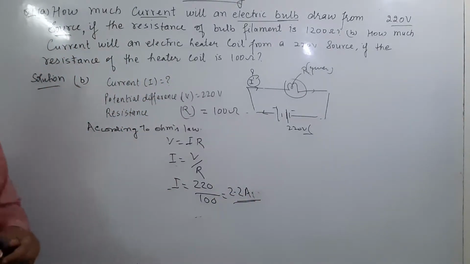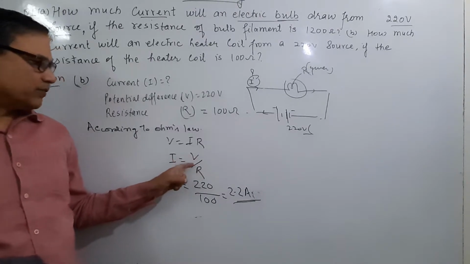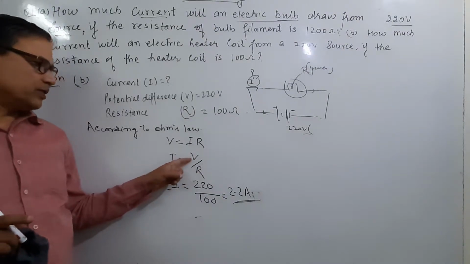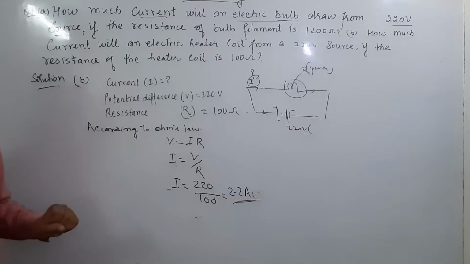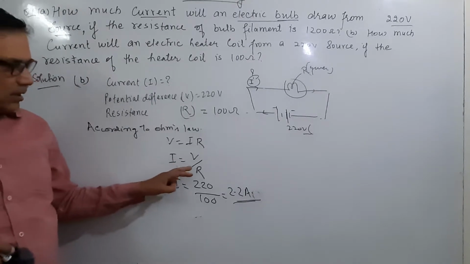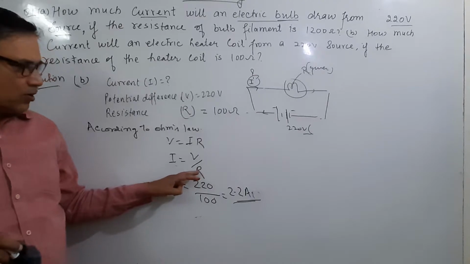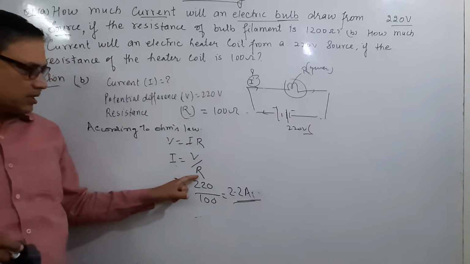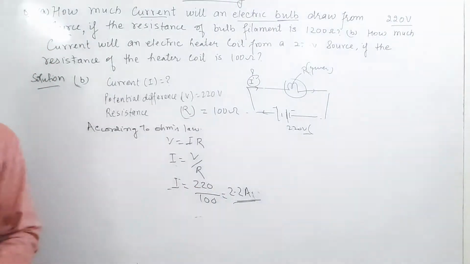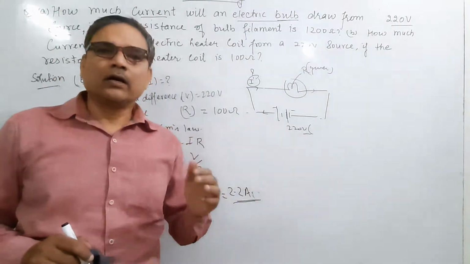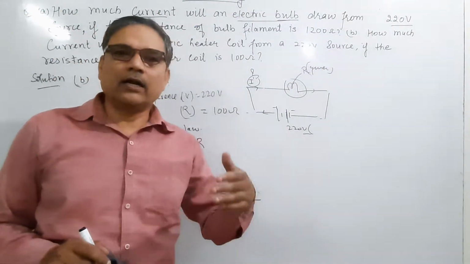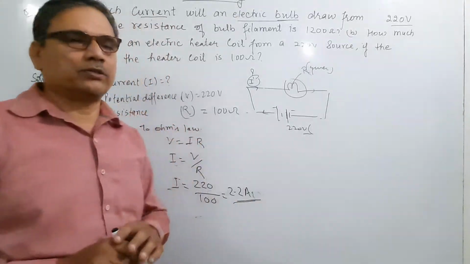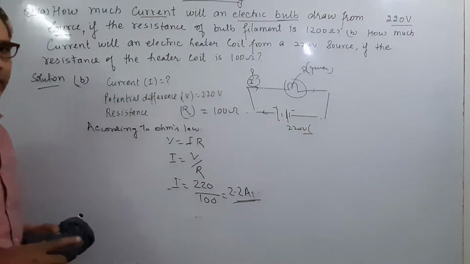It means when we reduce the resistance for the same potential difference, the current will increase. Current is inversely proportional to the resistance. In the first case, resistance is more and current is less, and in this case resistance is less and current is more. More resistance, less current; less resistance, more current. Why? Current is inversely proportional to the resistance. And now move to the second question.